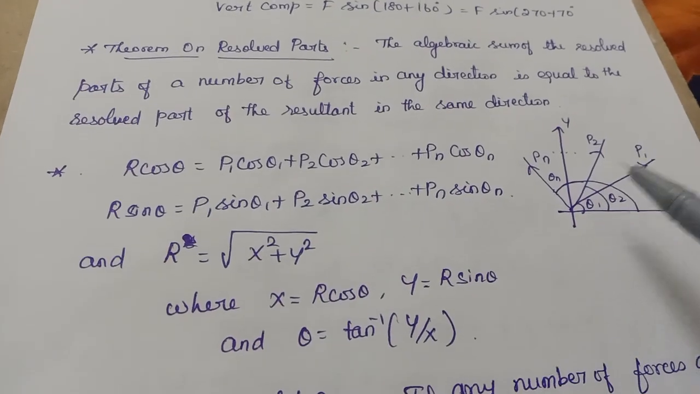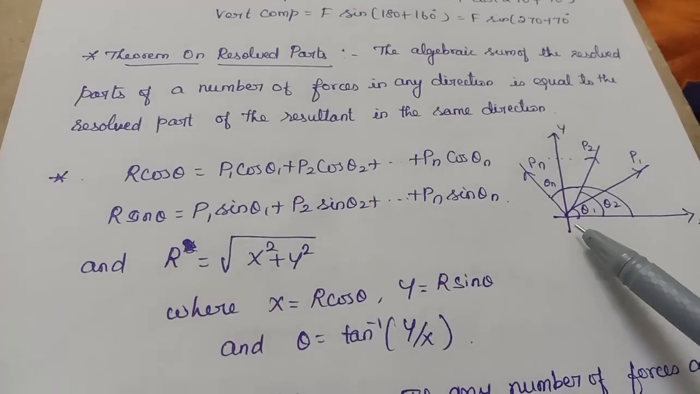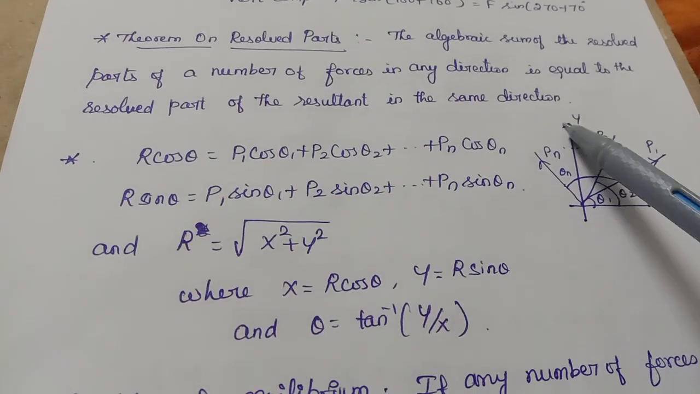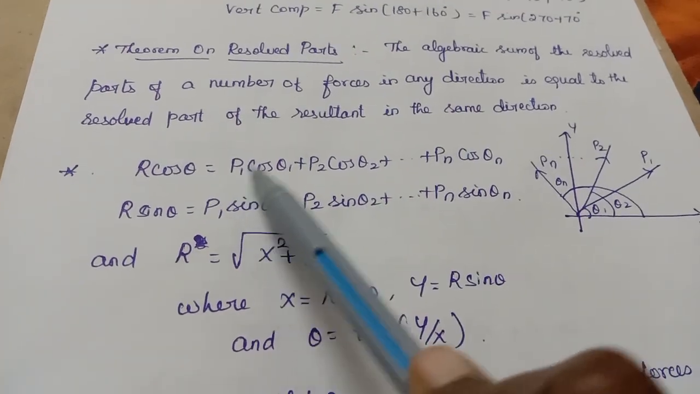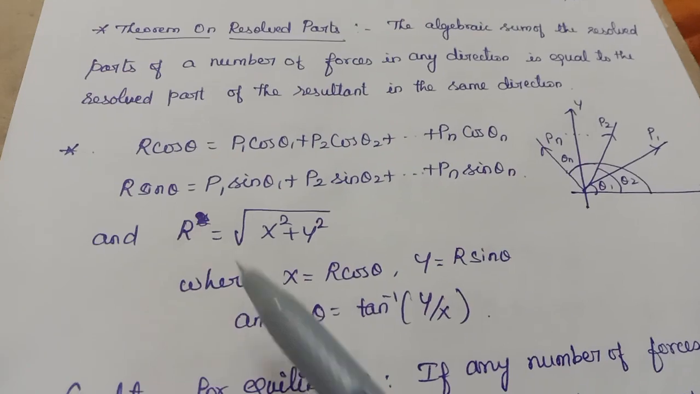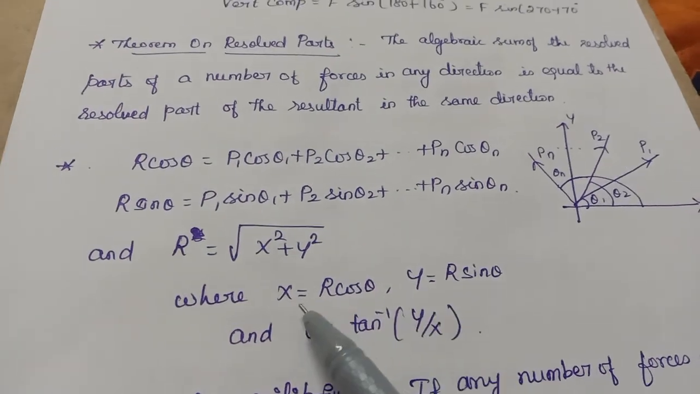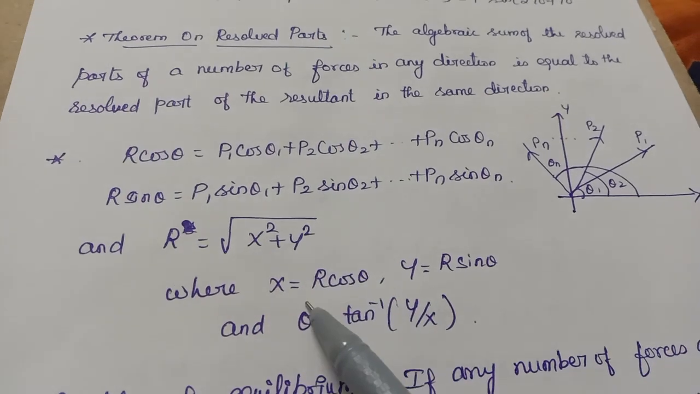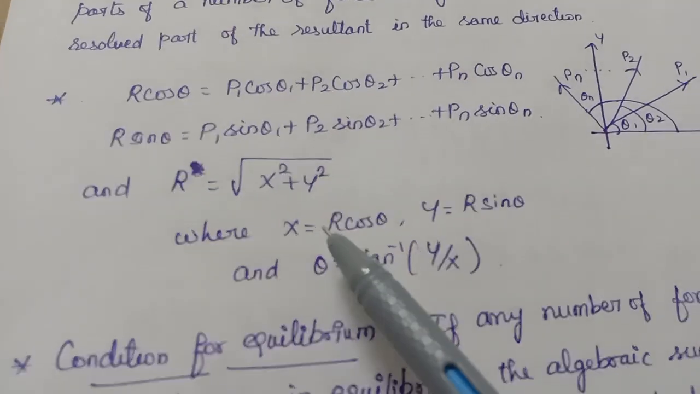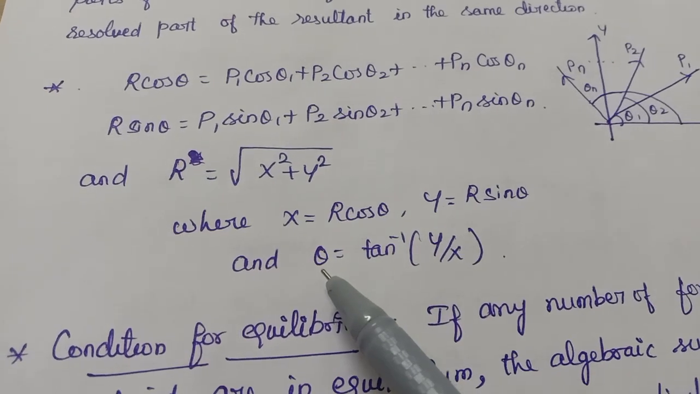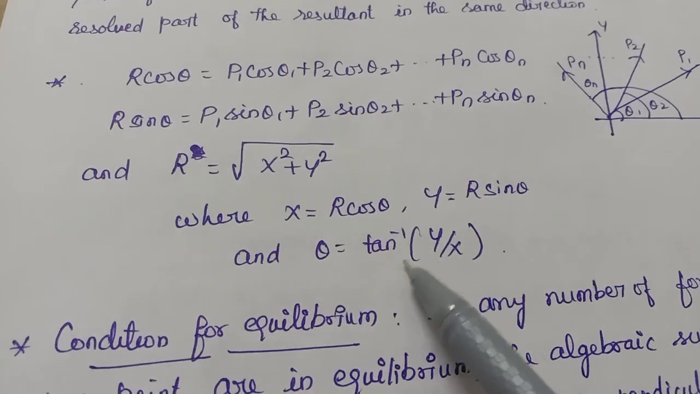This result is nothing but: resolve all the given forces into two components, one horizontal, another one vertical. Find the sum of all the horizontal components and take it as capital X, and find the sum of all vertical components and take it as Y. Okay, root of x square plus y square will give you the final resultant, and the angle made by the resultant with the horizontal line is given by theta equal to tan inverse of y by x.